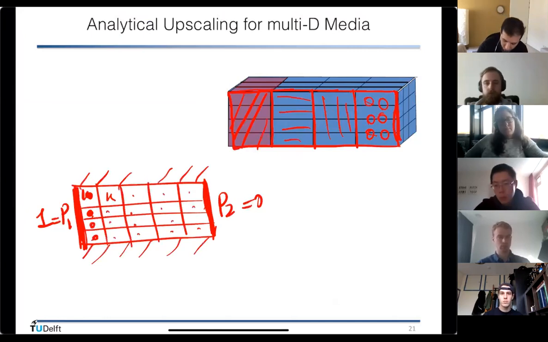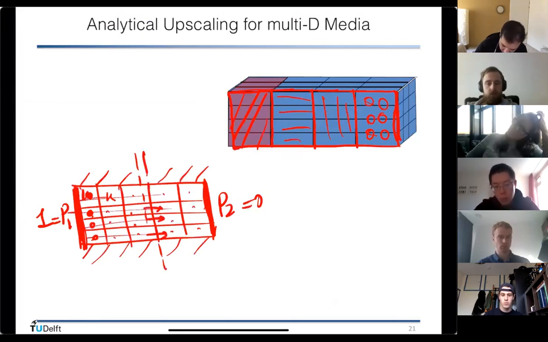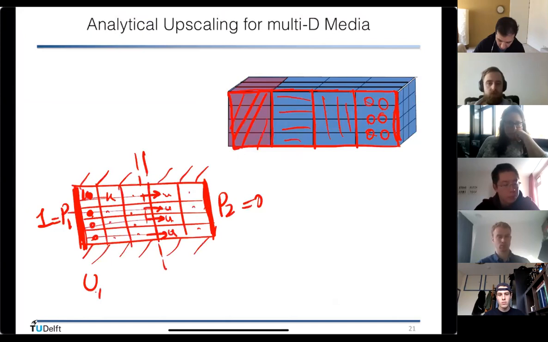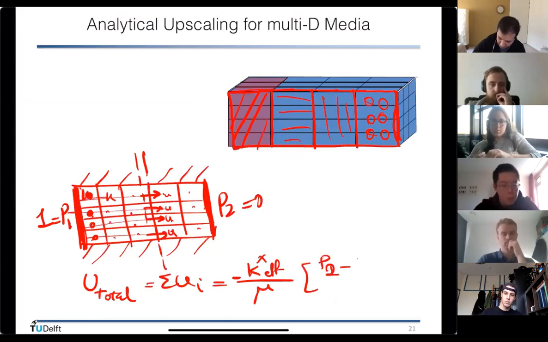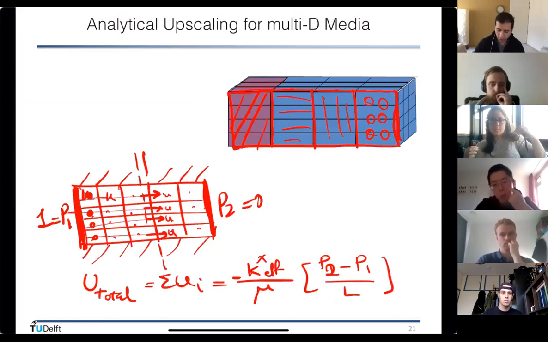Then you can find your pressure distribution across this sample. And you can find your velocity. If you go to the middle section, like this section, calculate the velocity across each interface, and sum all these velocities up, you can find the total flux. Total flux, or U total, is the summation of individual velocities. That would be minus K effective in X direction over mu, times P2 minus P1 over L. This is flow-based upscaling.